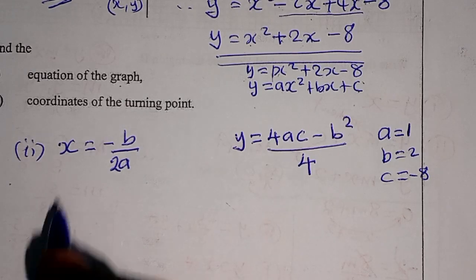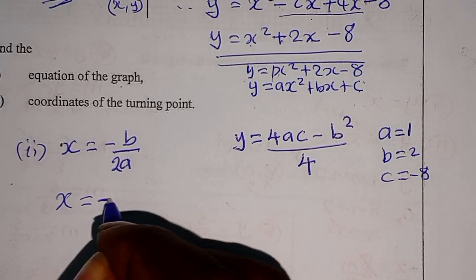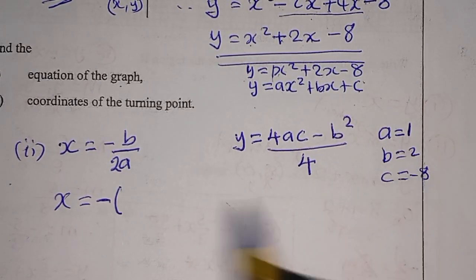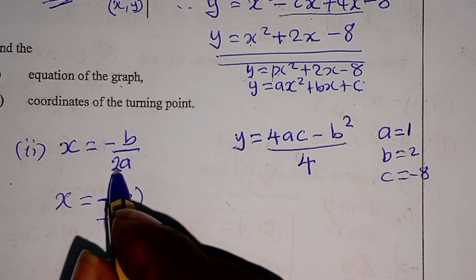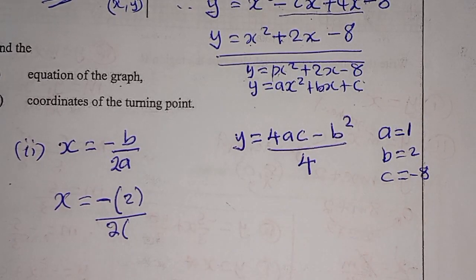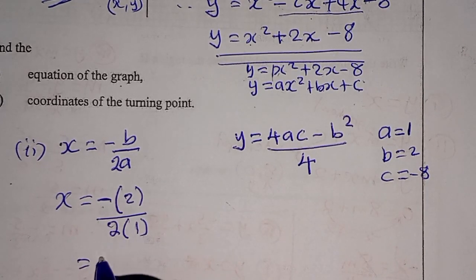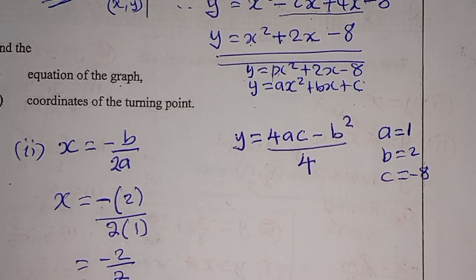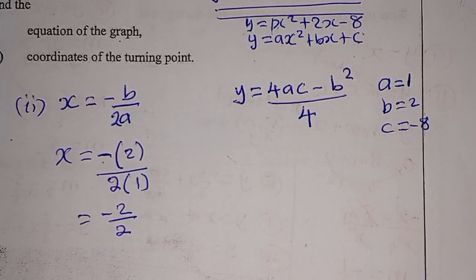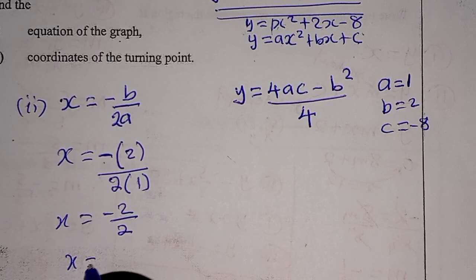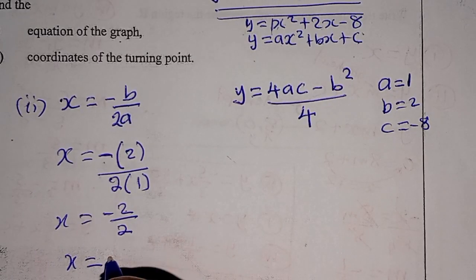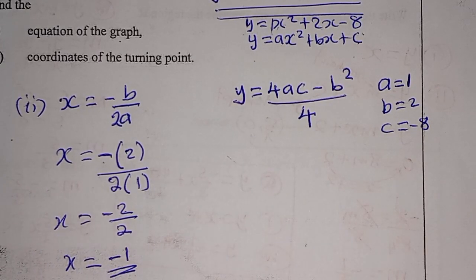Then you begin to substitute. x equals negative b over 2a. So b is positive 2, over 2 times a, which is 1. So negative 2 over 2. So x equals negative 1. So the value for x in that coordinate is negative 1.